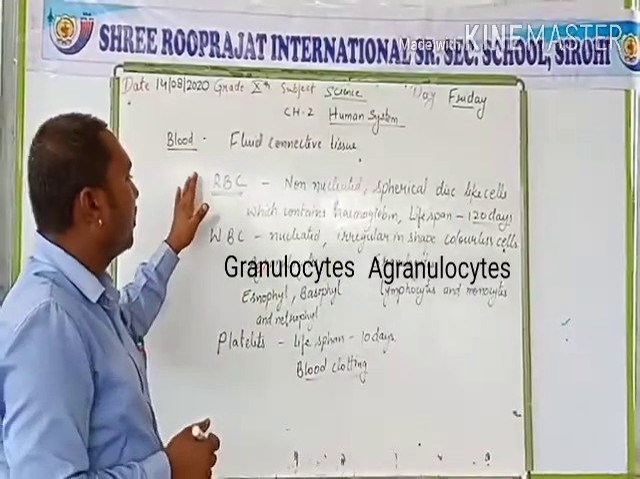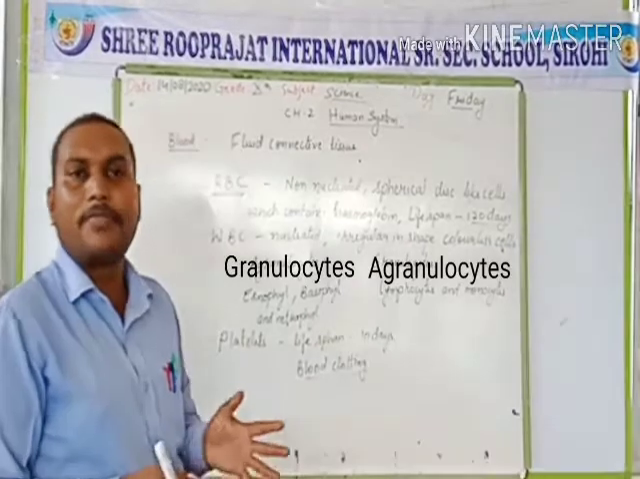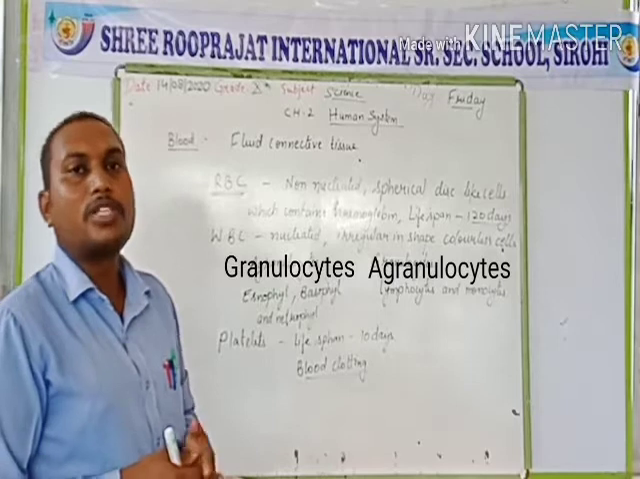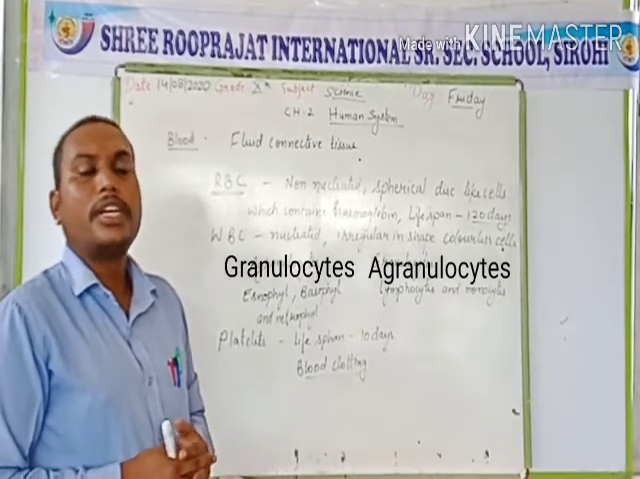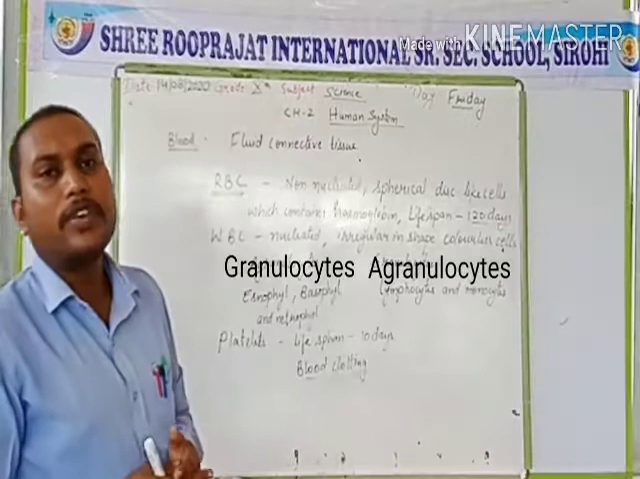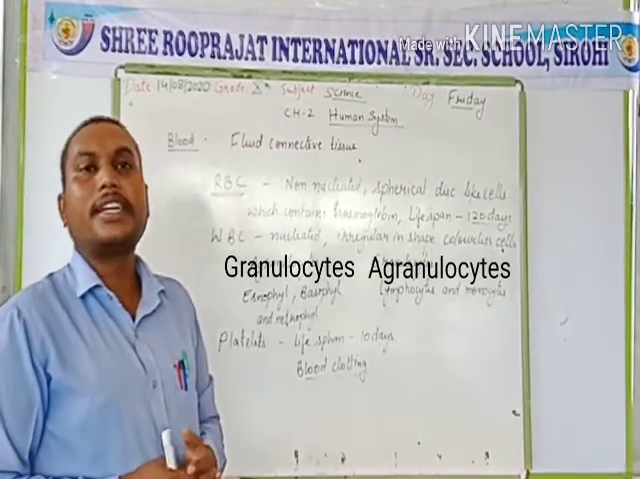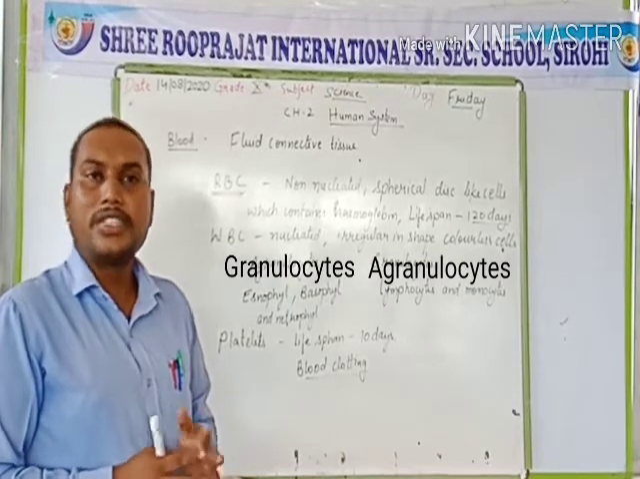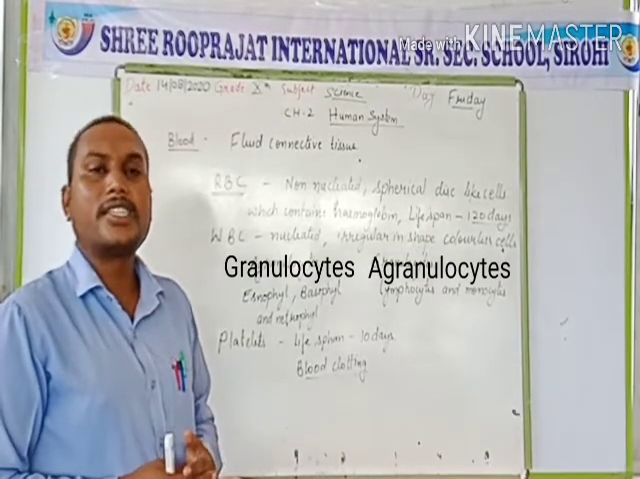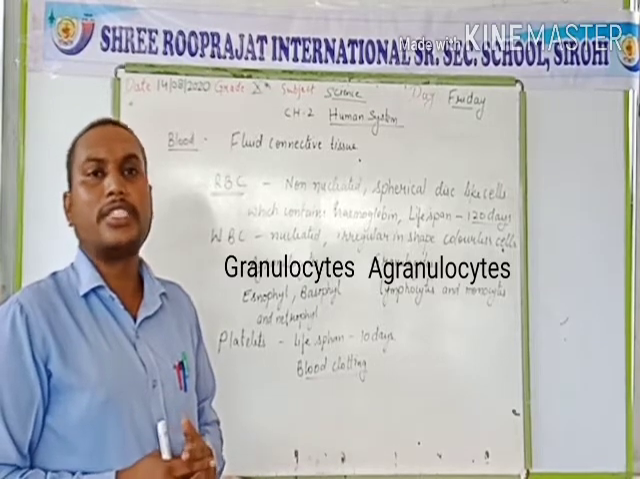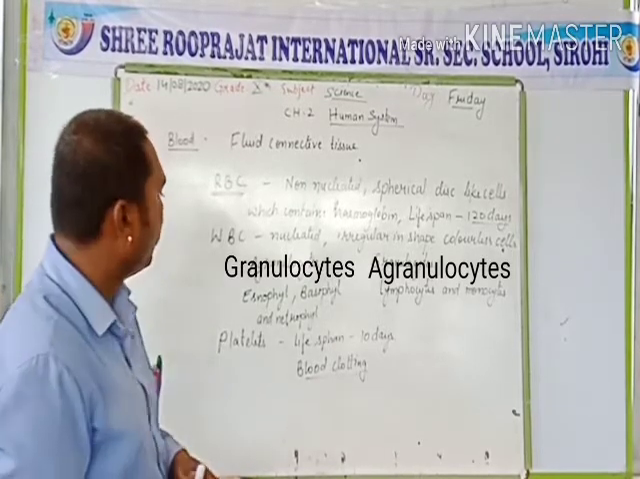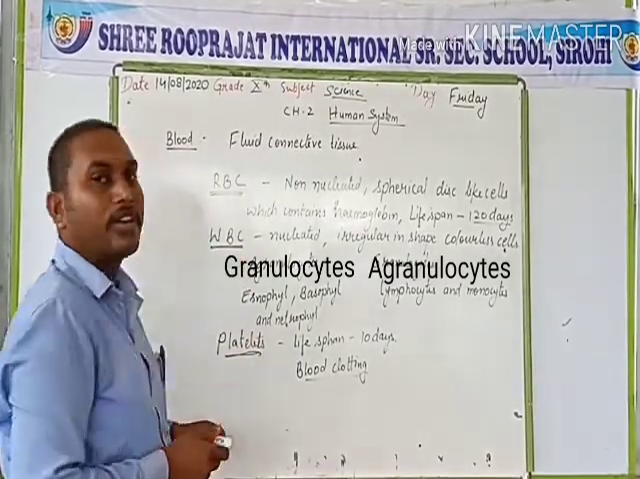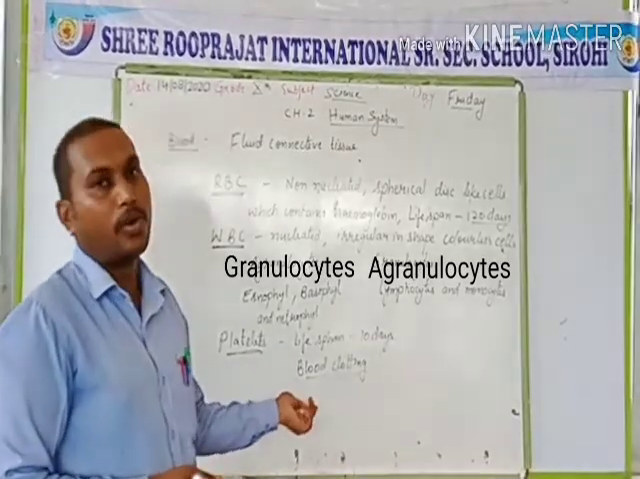Next, the functions of RBC. RBC is responsible for the respiration of food, meaning oxidation of food. Next, WBC. The main function of the WBC is, since it contains antibodies in lymphocytes, to fight against disease-causing germs and protect us and provide us immunity against disease-causing germs, bacteria, viruses, etc. So it is very important for us. And platelets, as we already know, are helpful in blood clotting.